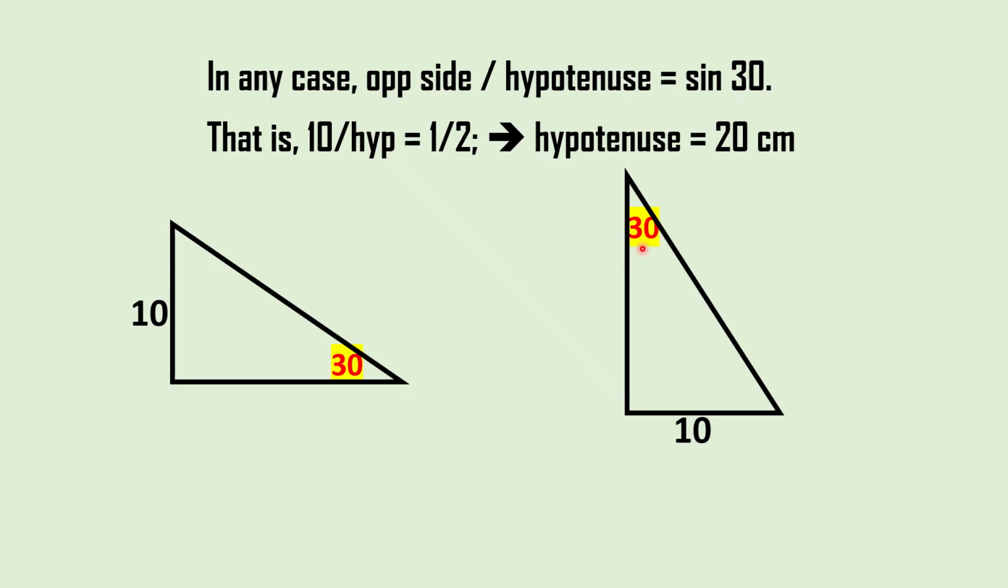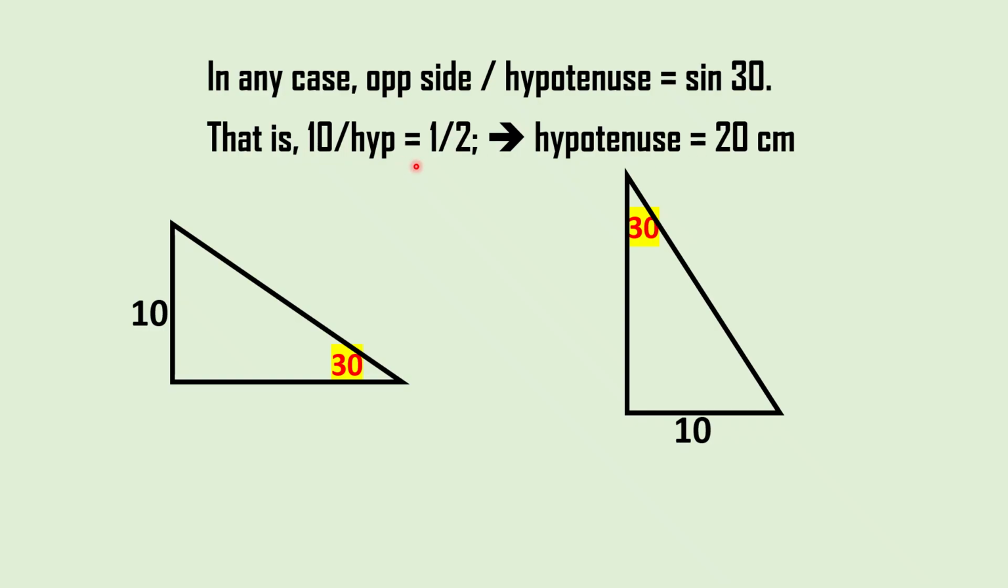Opposite side means the side opposite to 30, the side opposite to the smallest angle, the shortest side. 10 divided by hypotenuse is 1 by 2. So 10 by hypotenuse is 1 by 2, hypotenuse is 20 centimeters.